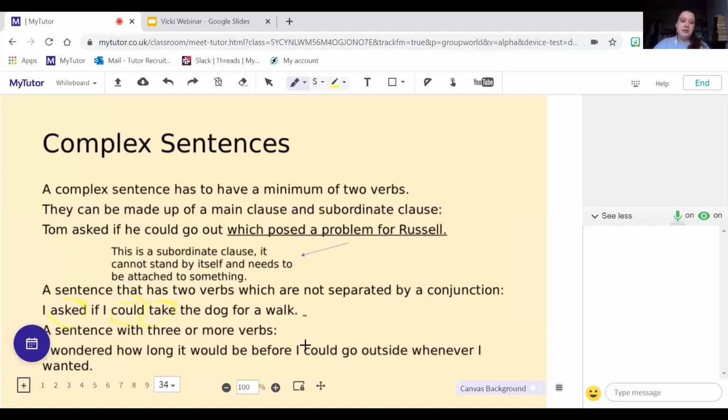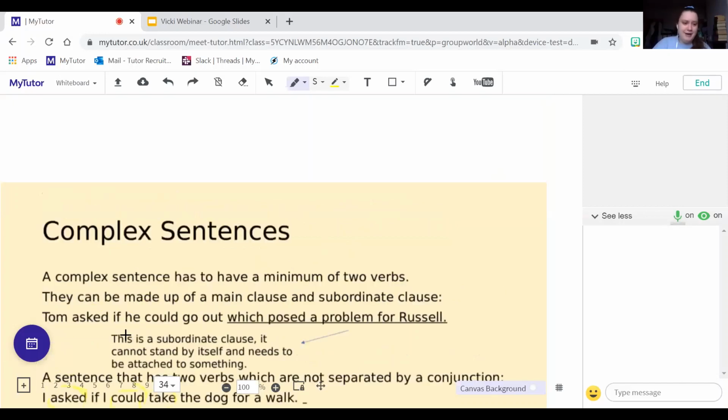Or a sentence with 3 or more verbs. So a very apt one at the moment. So I wondered how long it would be before I could go outside whenever I wanted. Yeah, and wanted as well, but it won't let me highlight it.